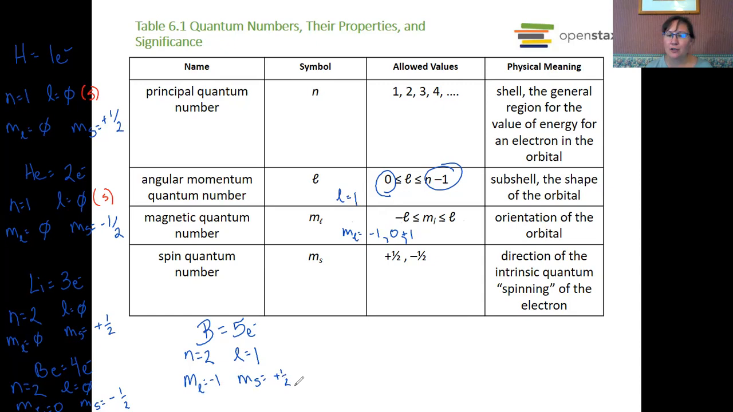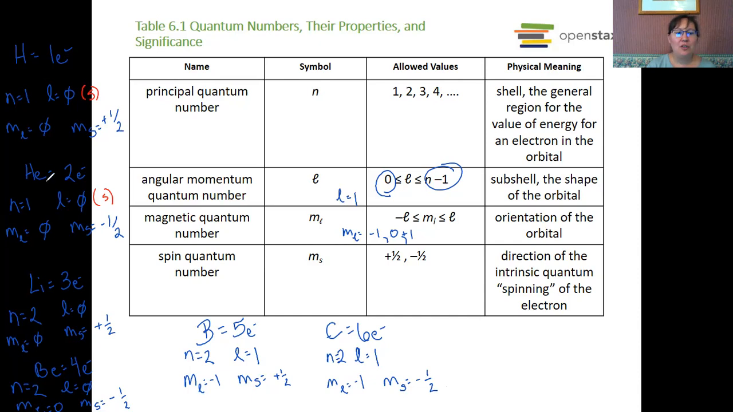Now, because we can put 2 electrons in each one, that means that the next element, carbon, with 6 electrons is exactly the same. It's still n equal to 2. L is equal to 1. M sub L value equal to negative 1. And now we have our spin going in the other direction, negative 1/2. And this is how you assign the electrons.